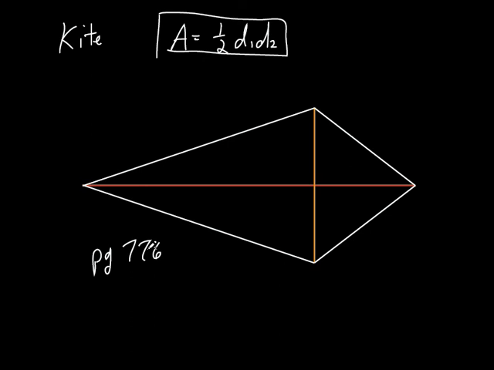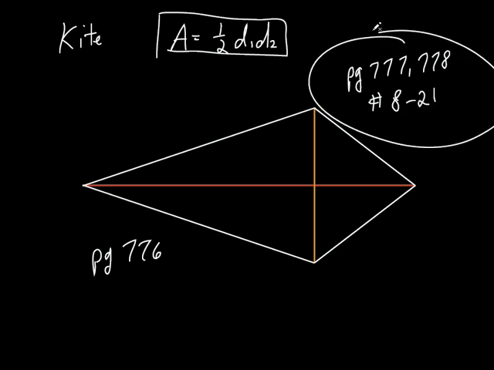Let's see what we're doing. We're right on schedule and everything this week. Good. So it's page 777, 778. Lots of sevens in there. 8 to 21. It's not too bad. And it's section 11.2. All right, have fun with that.